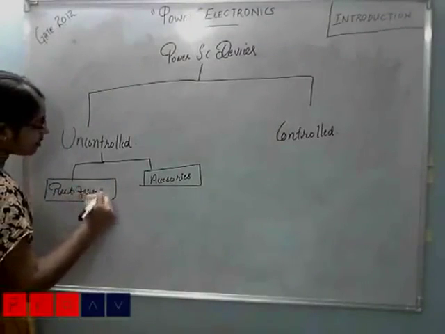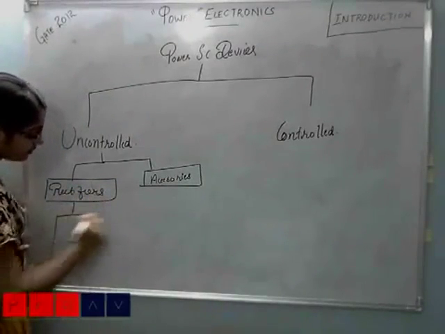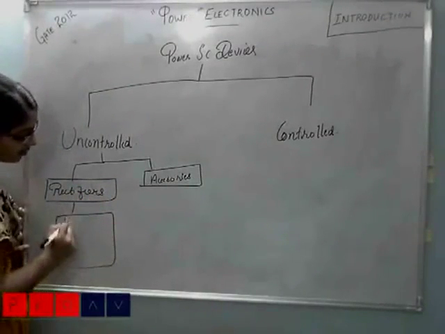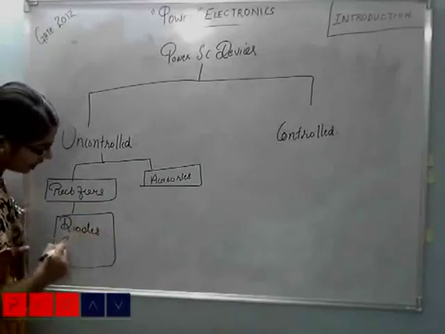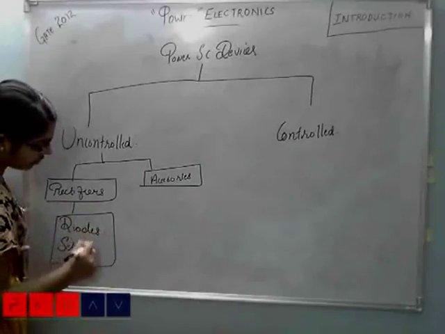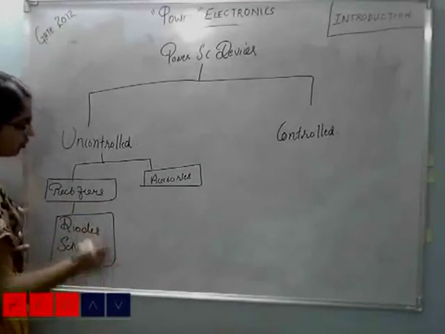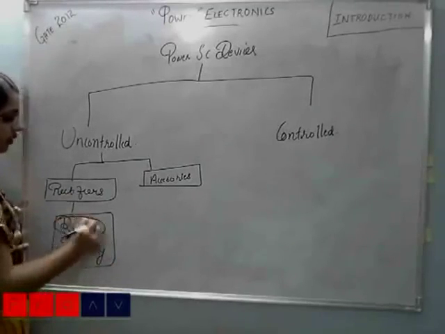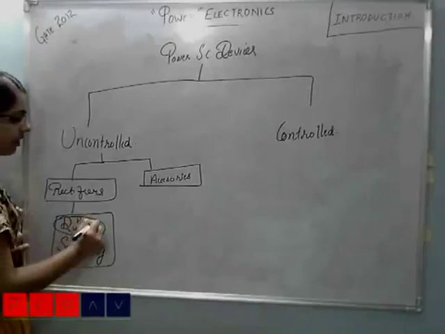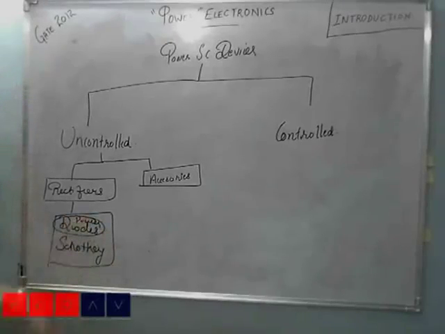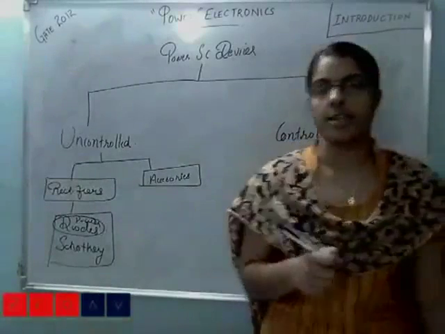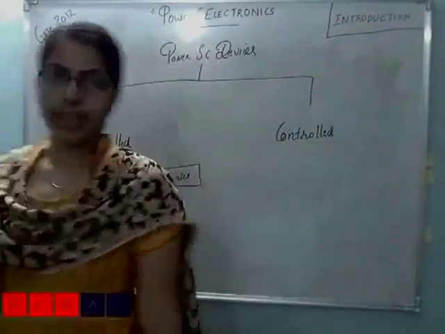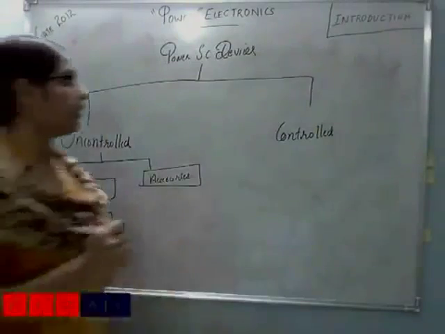These rectifiers are made up of diodes, Schottky diodes, etc. So this diode is what? Power diode. Okay, this diode is a power diode. Power diodes, Schottky diodes. We'll be learning about the power diodes in detail as we go along with the course. Now we have control devices.